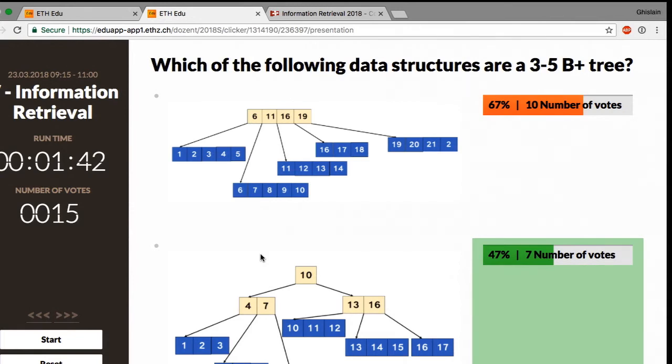This is equivalent, right? And this condition, equivalent to that one of between 2 and 4 keys, also applies to the leaves, even though they do not have any children, right? So this is why here, virtually, we would have, as you said, 6 children here and here. So this is not a 3, 5 B plus tree, because we have too many keys. It should be between 2 and 4 keys everywhere.